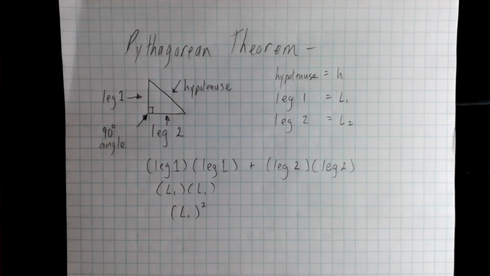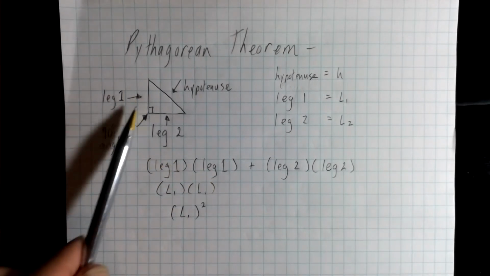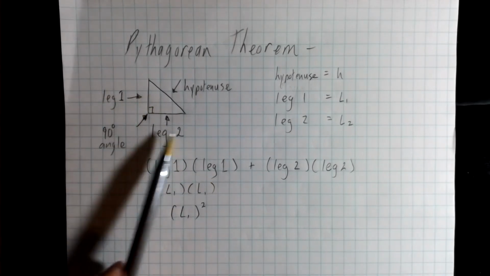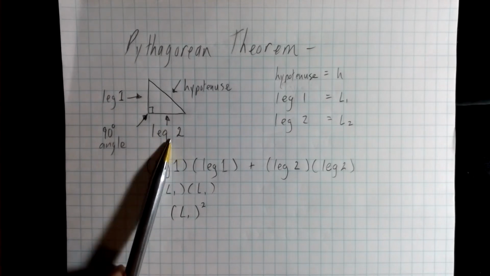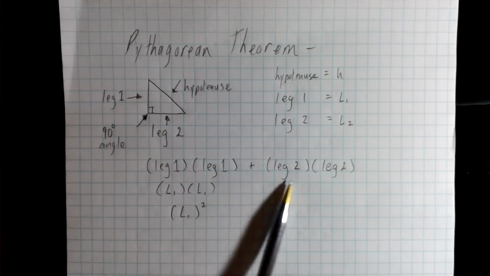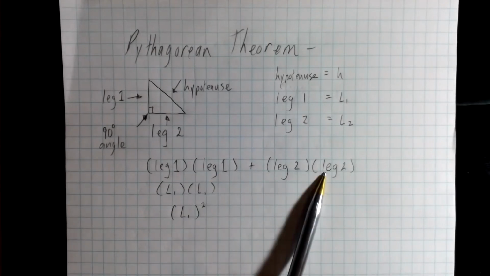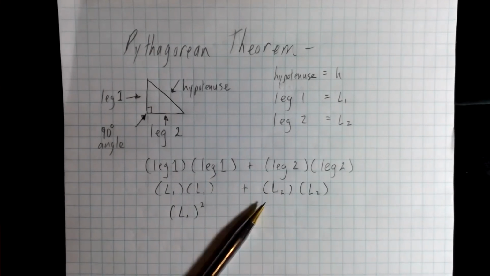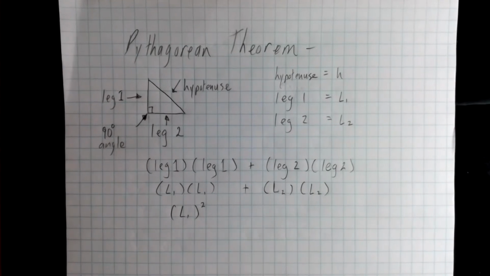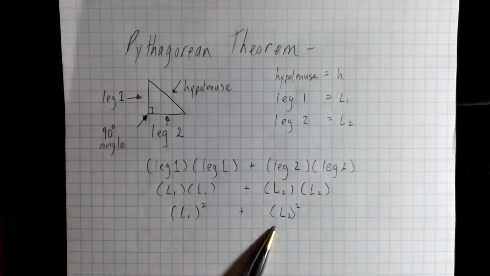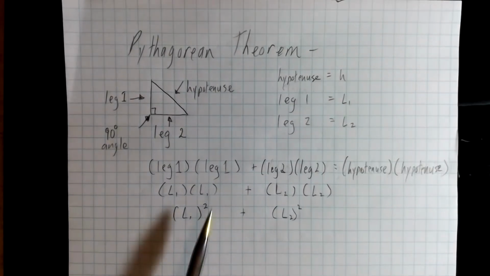Now the Pythagorean theorem says that once you multiply leg 1 by itself, add leg 2 times itself to that. So here we have leg 1 times leg 1. We're going to add leg 2 times leg 2, which I'm going to rewrite as L2 times L2. And now I can write that as L2 squared. Alright, I ran out of space, so I had to kind of rewrite this.